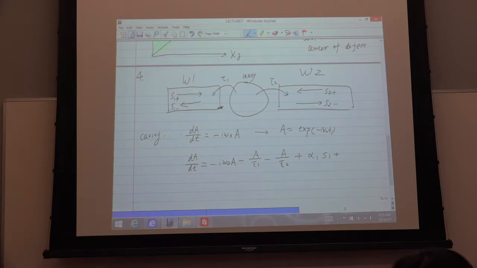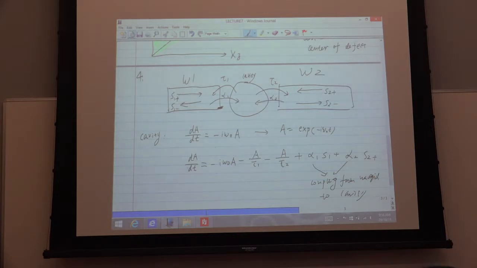This is alpha 1, alpha 2. I use 2. That's 2. Okay. This is alpha 1, alpha 2. This is a coupling from waveguide to cavity. Okay, I mean this is maybe similar to alpha 1. It's similar to alpha 2.